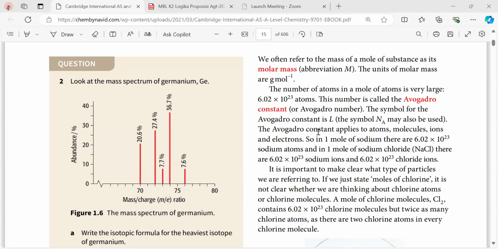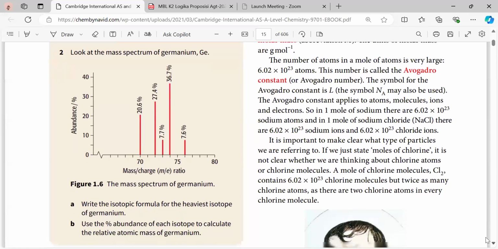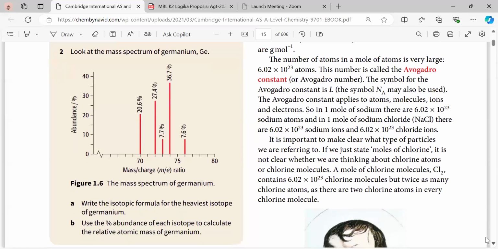The symbol for the Avogadro constant is L. The symbol NA may also be used. So there are two symbols, capital L and capital N with a tiny capital A. But I think L is more commonly used. I'm actually not really familiar with the other one from high school, so use capital L instead. The Avogadro constant applies to atoms, molecules, ions, and electrons.